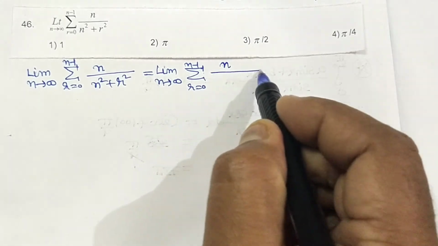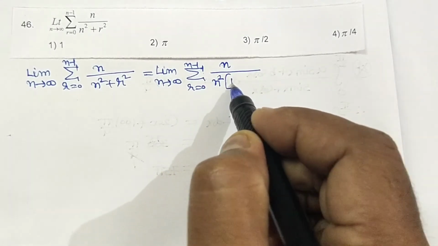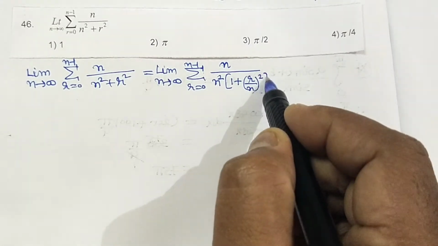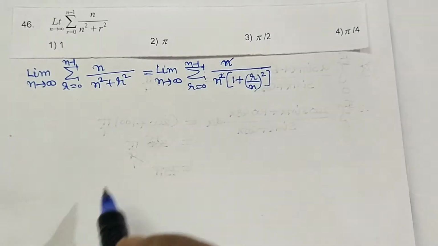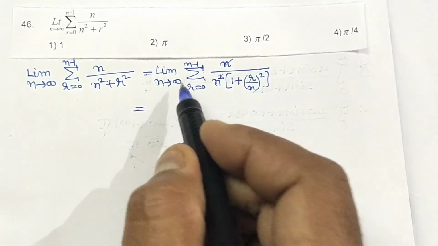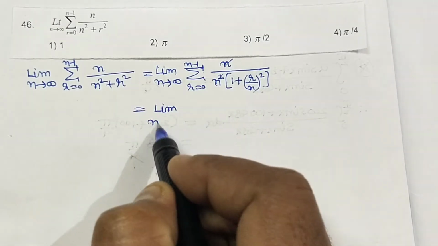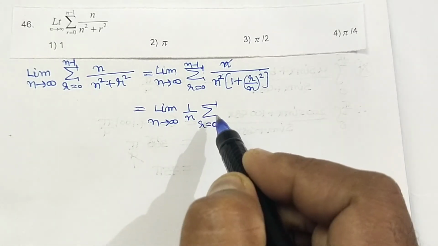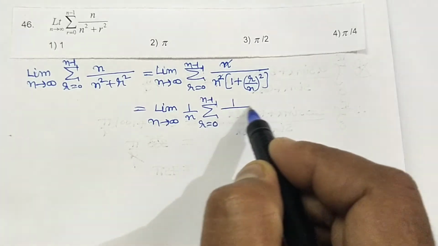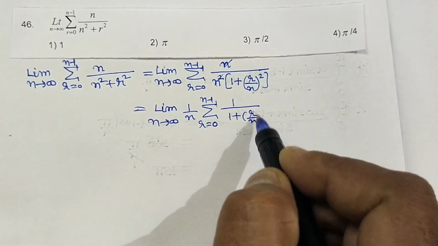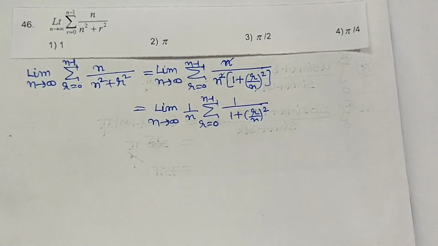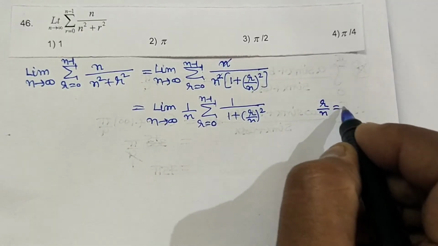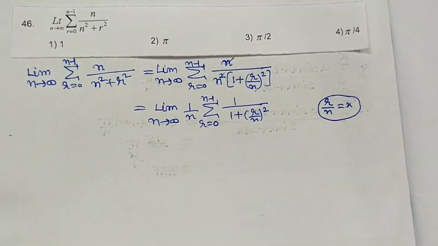First, take n square common from the denominator, it becomes 1 plus r square by n square. So we can write it as r by n whole square. One of the n cancels, so that 1 by n comes outside of the summation. Limit n tends to infinity, 1 by n into sigma r equal to 0 to n minus 1, 1 by 1 plus r by n whole square. Here r by n is equal to x.